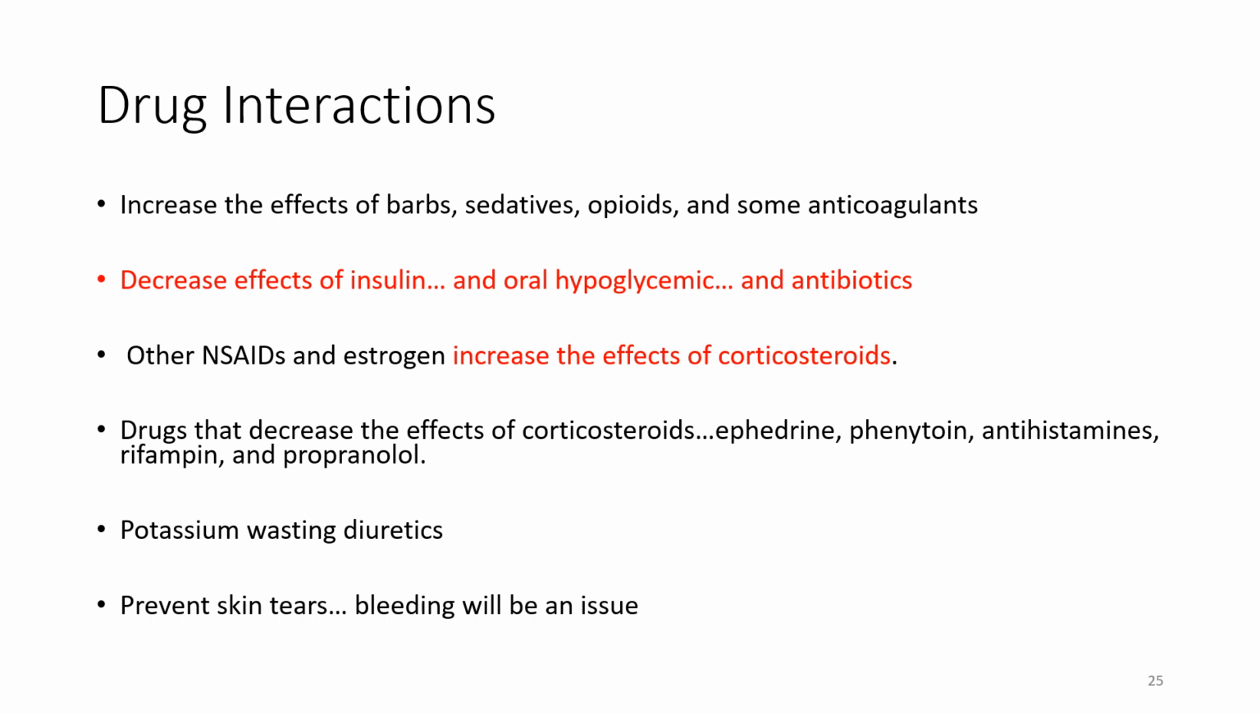So drug interactions with steroids. Of course, as your book says, it's going to increase the effects of barbiturates, sedatives, opioids, and then some anticoagulants. Okay, we've talked about a few anticoagulants, but we'll talk about another one. So steroids or glucocorticoids actually decrease the effects of insulin and oral hypoglycemics. And so how that works is with steroids, it actually increases the liver's release of glucose. So we know then it can cause some insulin resistance.